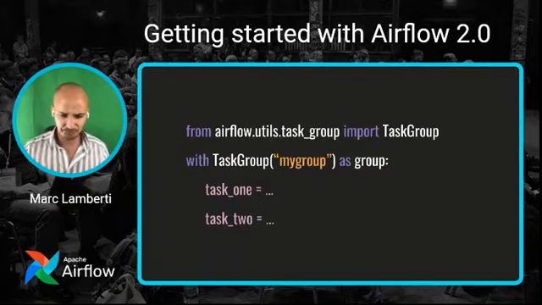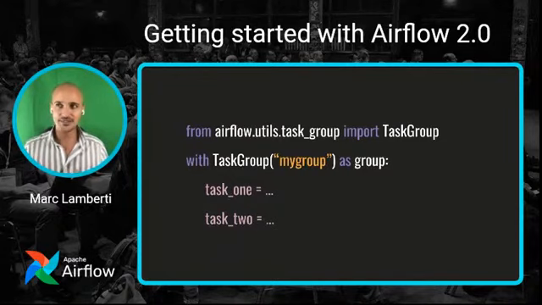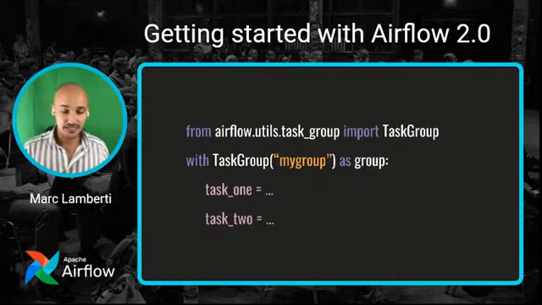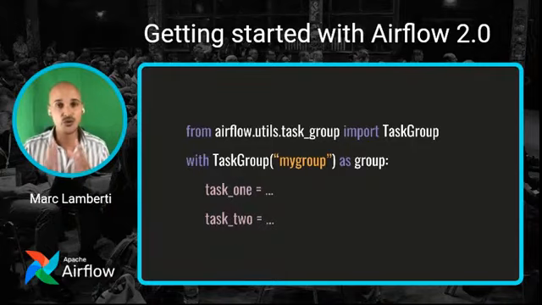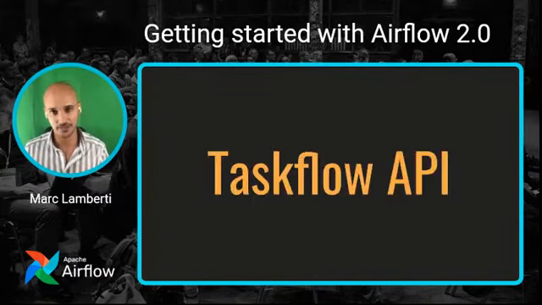Okay, so sub-DAGs were time-consuming and complex to understand. But there is another thing that we do over and over again, creating DAGs. Airflow 2.0 introduces a new way of creating DAGs and Python tasks, which is the TaskFlow API.